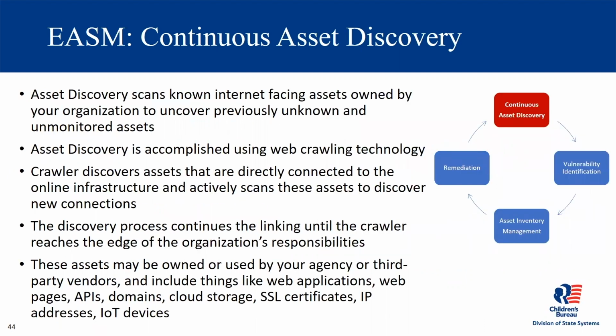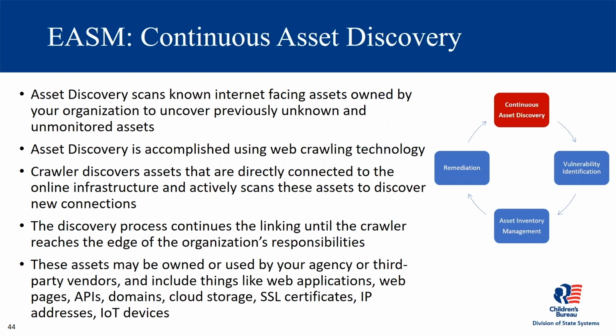So as I mentioned, asset discovery is basically scanning your known internet-facing assets and trying to uncover your unknown or unmonitored assets. And that's really the whole point. And it does that through some technology called web crawling technology. And basically, without getting into too many of the details, the web crawler will take a seed, they call it. It could be something as simple as an email address or a domain name for your organization, and begin its crawling and actually search through the internet. And as it finds different assets, it'll see if there's other information contained in that asset that could actually then be linking.